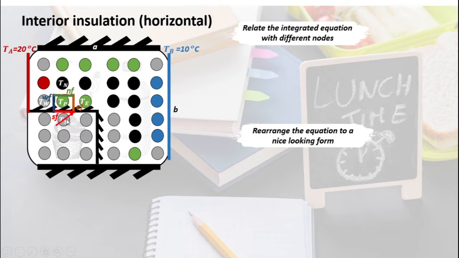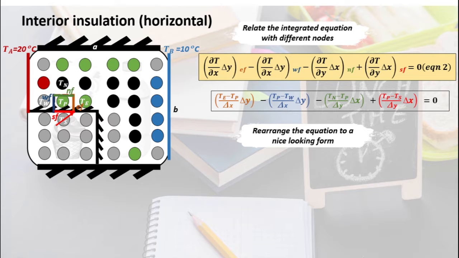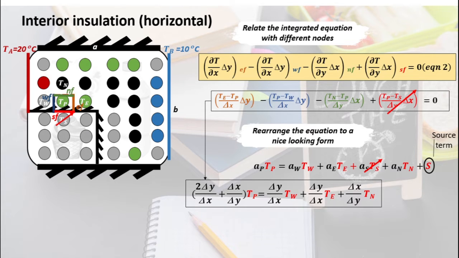So now if we look at our governing equation and apply it to the specific node, we'll have our south flux go to 0, right? Because there is an insulation boundary condition applied. And now if we rewrite this into our coefficients form without having TS, then this is what we have. So we have this expression in terms of TP, TW, TE, and TN.